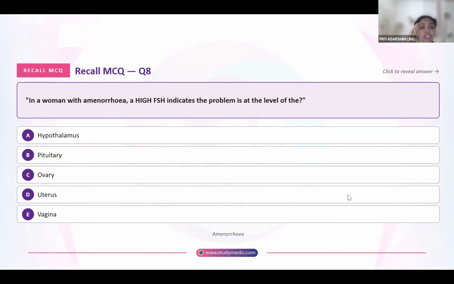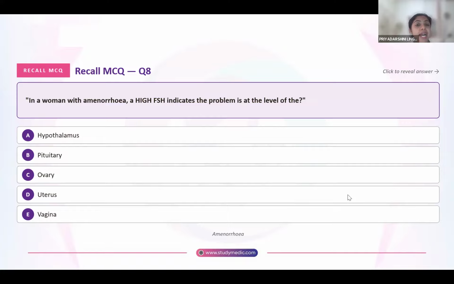So whenever your hypothalamus and your pituitary are affected, your FSH level is going to drop down. So you have hypogonadic states. The end organs have nothing to do with the hormonal levels. So just anatomical variations you expect. You do not expect a change in the hormone levels.